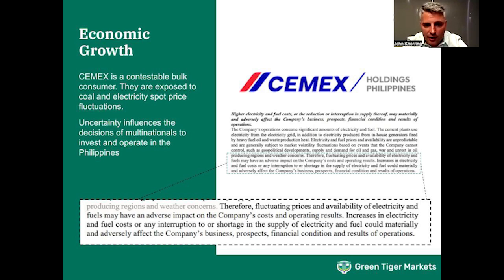The important thing to note is that Cemex has pointed out that fluctuating prices and the availability of electricity and fuels may have an adverse impact on the company's cost and operating results. Increases in electricity and fuel costs, or any interruption to or shortage in the supply of electricity and fuel, could materially and adversely affect the company's business, prospects, financial condition, and results of its operations. So it sounds like this is a candidate that would benefit from hedging and locking in today to gain greater certainty over some of their input costs, notably electricity.